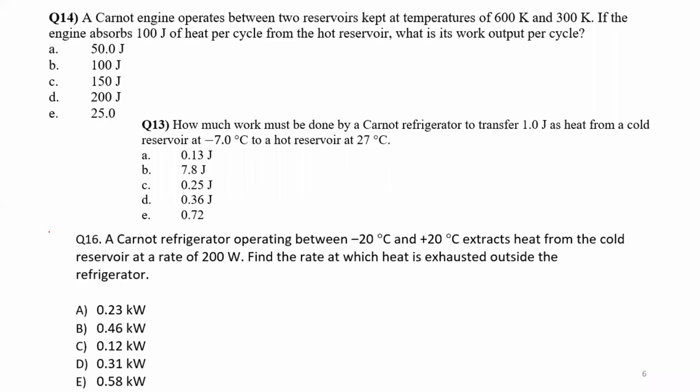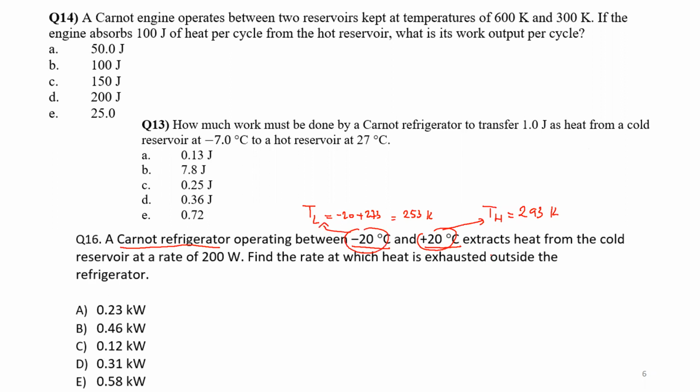Okay, let's read it again. So we have a Carnot refrigerator. It's an ideal refrigerator. It's operating between minus 20 and plus 20 degrees Celsius. So in other words, I'm giving you TL, which is just minus 20 degrees Celsius. I put it in Kelvin, of course, plus 273. So this gives you 253 Kelvin. And TH is just 293 Kelvin, basically plus 20 degrees Celsius.